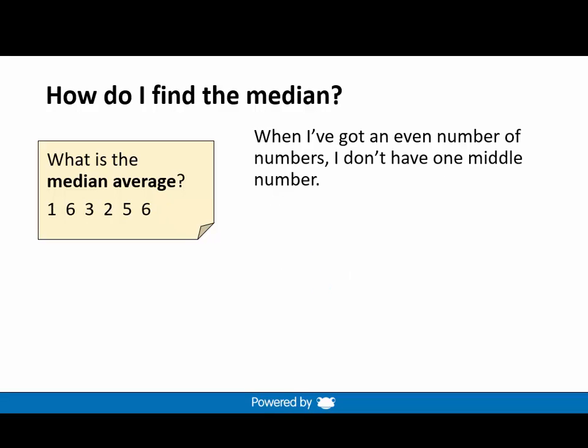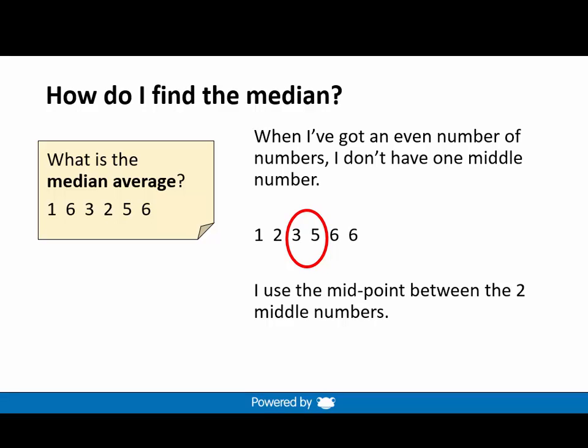But when I've got an even number of numbers, I don't have one middle number. So I've rearranged them again, and you can see that there are 2 numbers in the middle, and I use the midpoint between the 2 middle numbers, so the median here is 4.